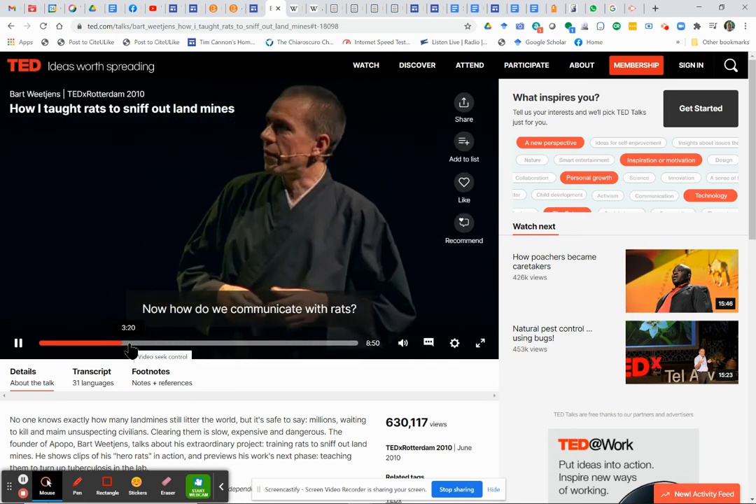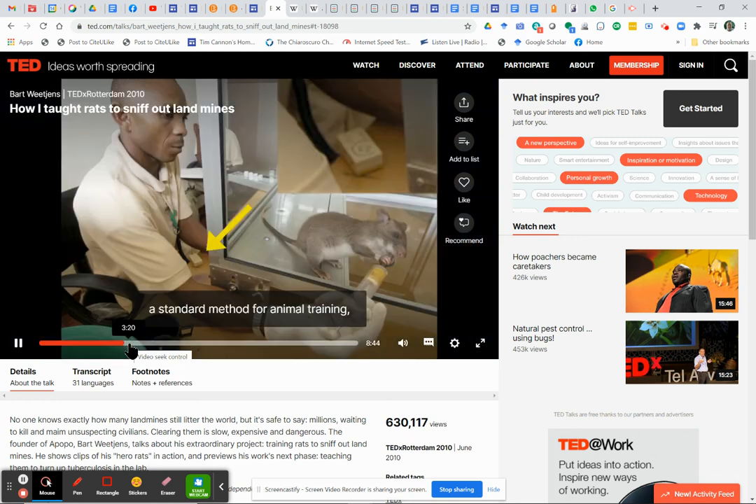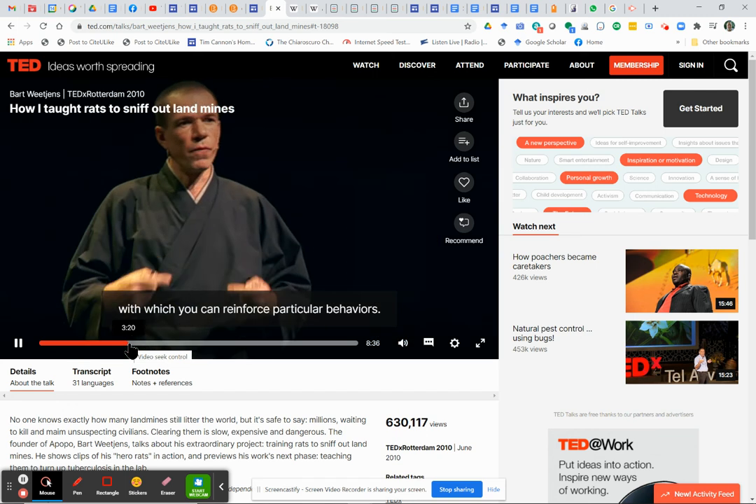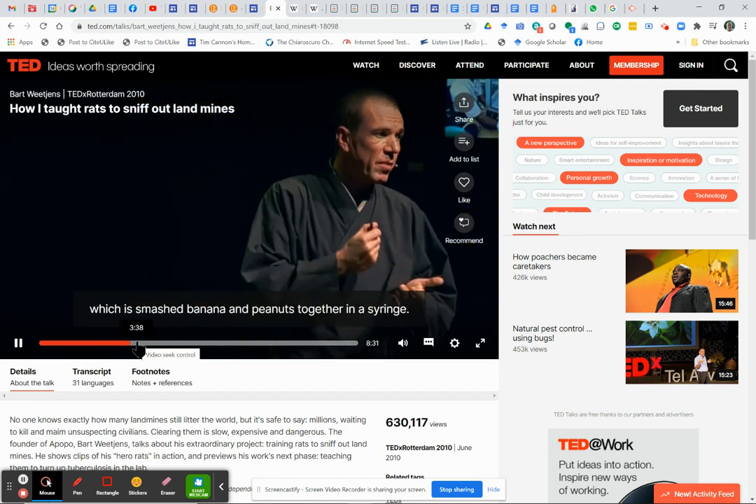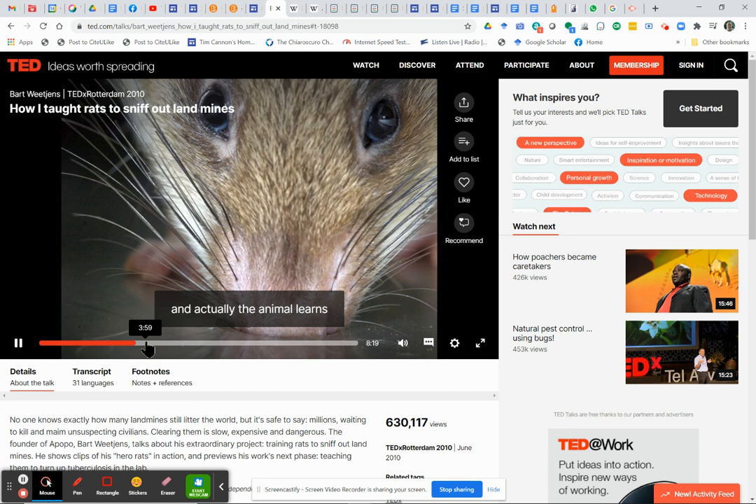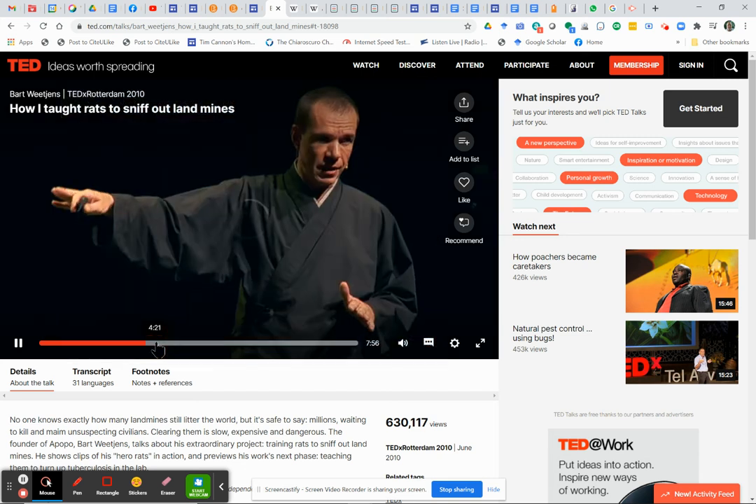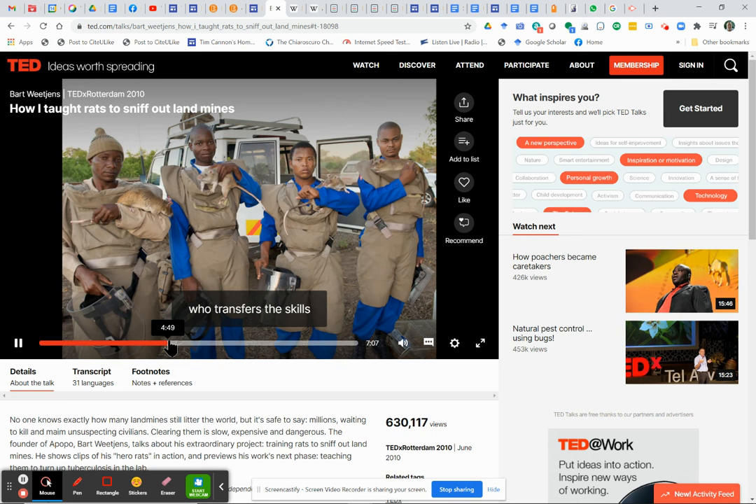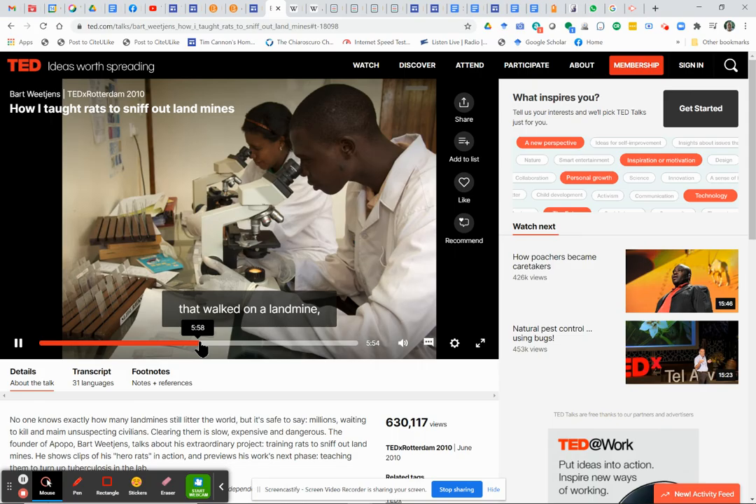Now, how do we communicate with rats? Well, we don't talk rats, but we have a clicker, standard method for animal training, which you see there. A clicker which makes a particular sound with which we can reinforce particular behaviors. First of all, we associate the click sound with the food reward, which is mashed banana and peanut. And actually, the animal learns to walk on a leash in the open and find targets placed blindly, and transfers the skills to these three Mozambican fellows, currently normal, $2 per square meter. 1,000 people last year walked on a landmine.